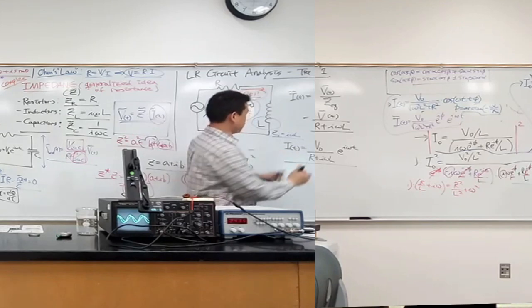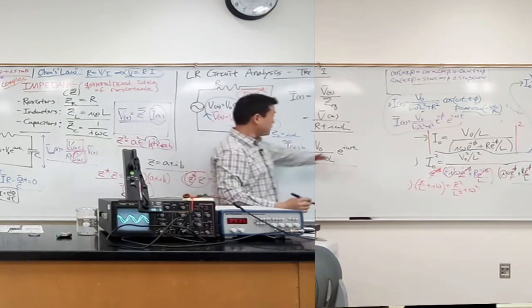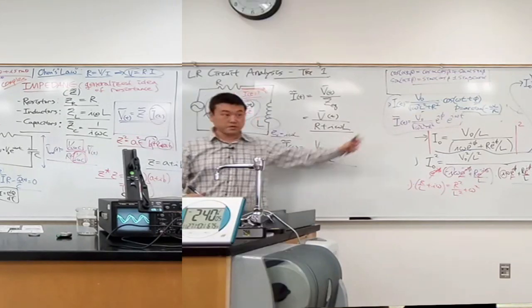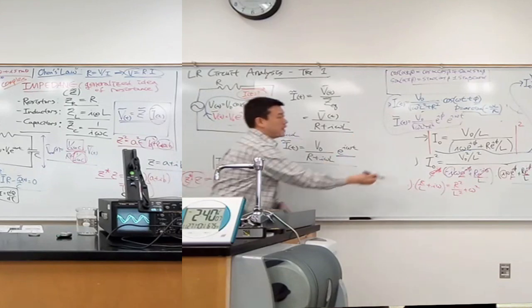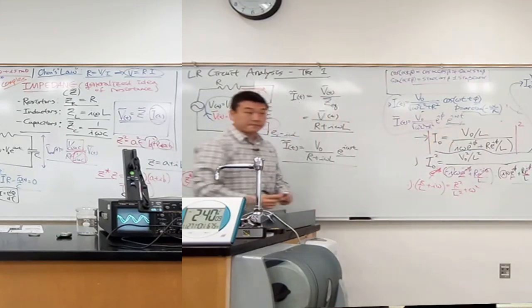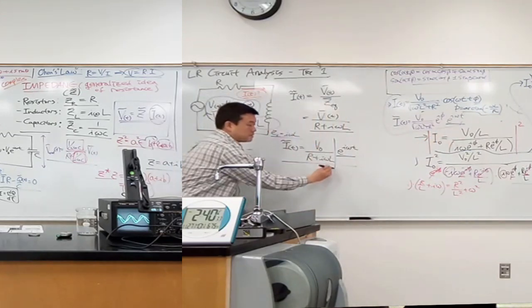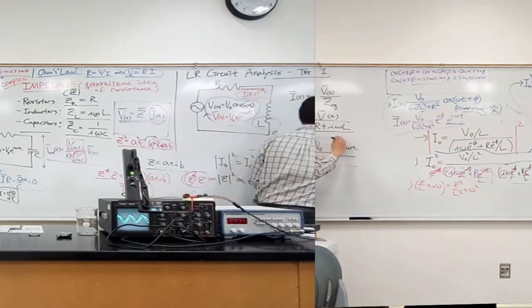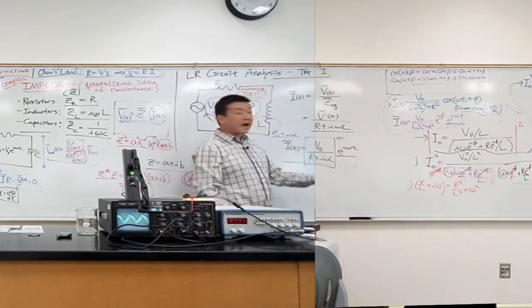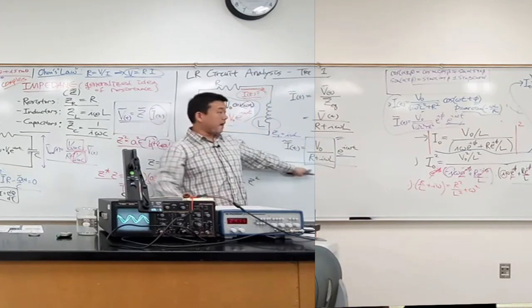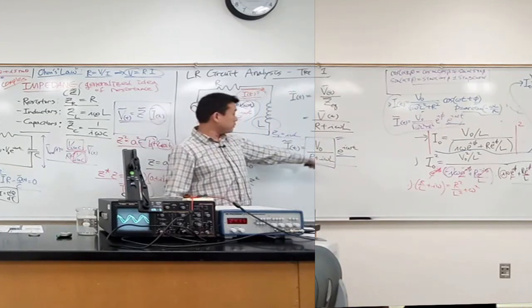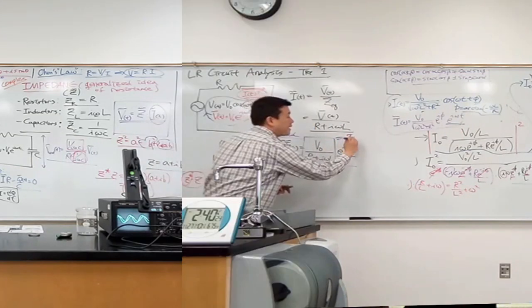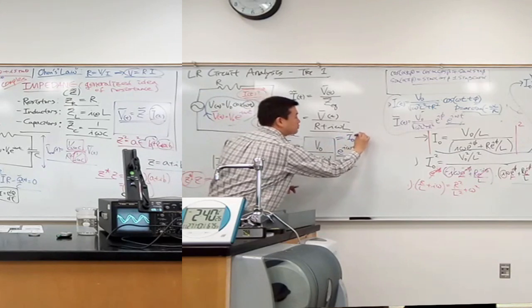So comparing this complex expression with this complex expression, with this e to the I omega t term together, this entire complex coefficient must be equal to not just I naught, because it's a complex number. I naught was supposed to be real. So this is equal to my I naught times e to the I phi.